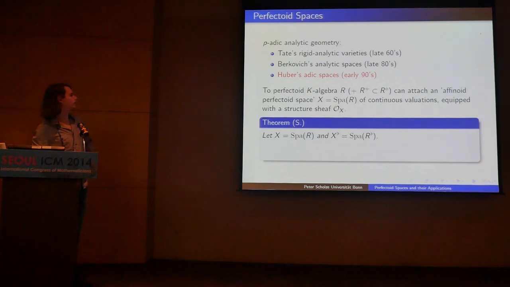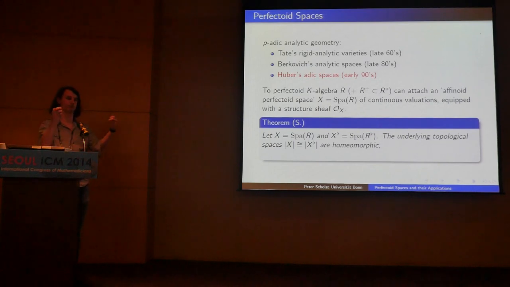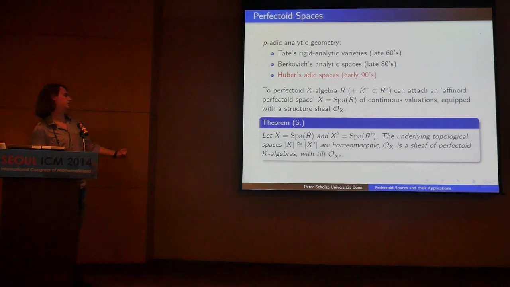All right. So now we do this to our perfectoid algebra and its tilt. So we get two different spaces. So both are topological spaces equipped with some structure sheaf, some sheaf of algebras. And then the first miracle is that the underlying topological spaces turn out to be homeomorphic. And so now you have one topological space equipped with two different structure sheaves. Fortunately, the structure sheaf turns out to be a sheaf of perfectoid algebras, so whenever you evaluate on some reasonable open subset, it will be a perfectoid K-algebra again. And the structure sheaf on the tilted space is just the tilt of the structure sheaf. So if you are given a space X, then you can completely recover the space X flat just by taking the same space and taking the tilt of the structure sheaf.